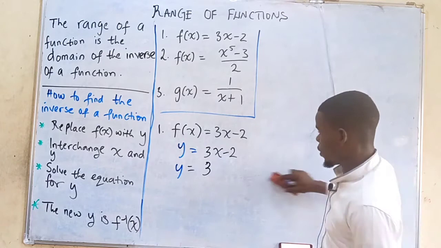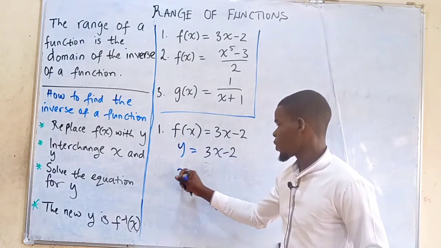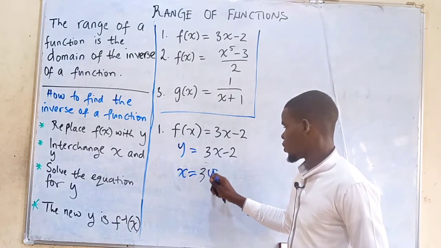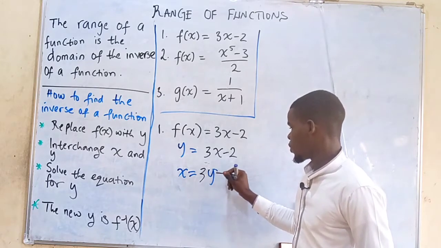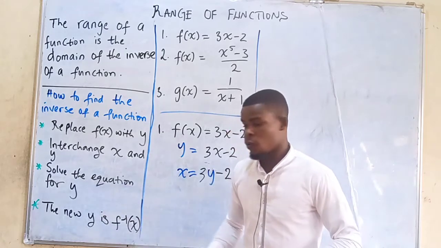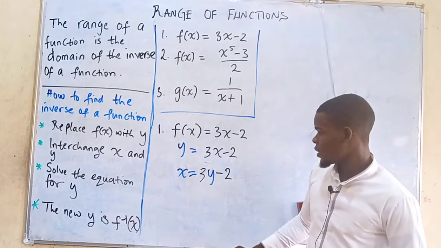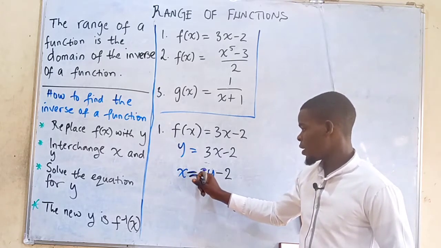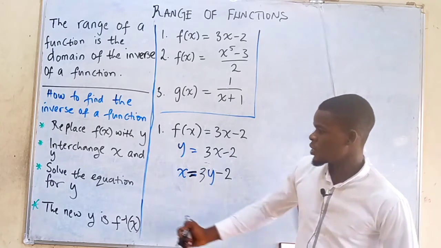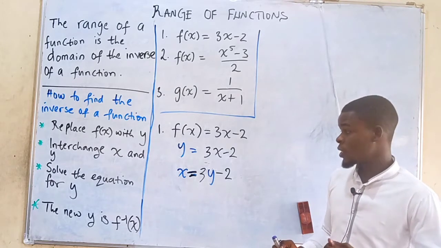So we're going to have that x is 3y minus 2, right? Okay, great. Then the next thing we'll do here is to solve the equation for y. So after interchanging x and y, just by replacing y with x and then replacing x with y, we are not making x subject of formula. So the next thing is to solve the equation for y. This is where we will try to make y stand alone on one side of the equation.